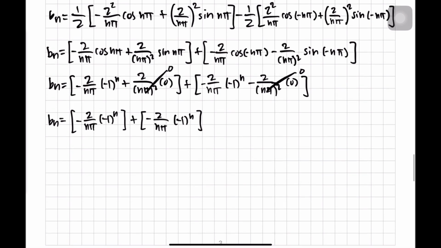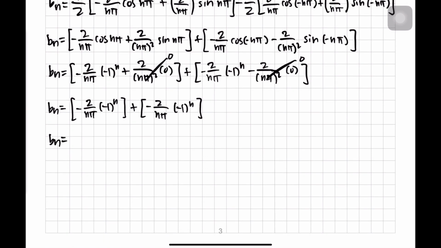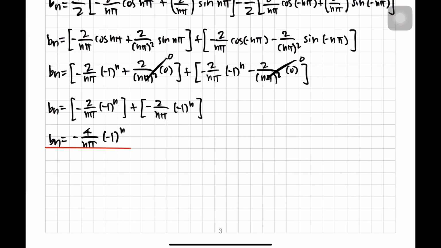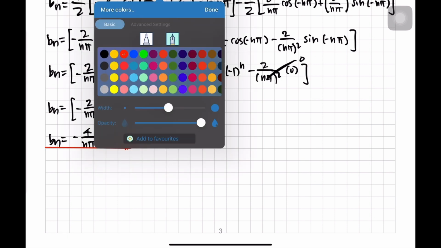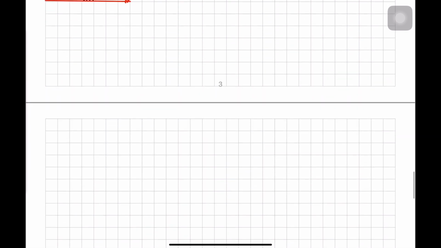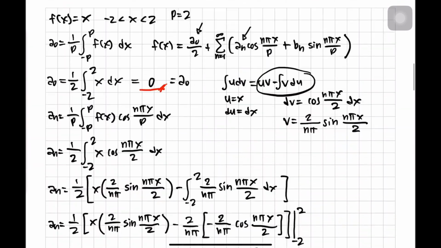Okay, so we need to simplify this a bit further. We have bn, let's say, so since they have the same variables, we can just add them both. That's negative 2 plus negative 2, that's negative 4 over n pi, and then negative 1 n. So we have here our bn. So now we have a sub 0, a sub n, and b sub n. Okay, so now it is all complete.